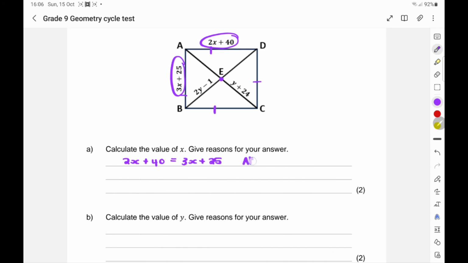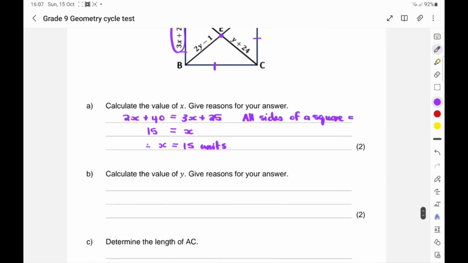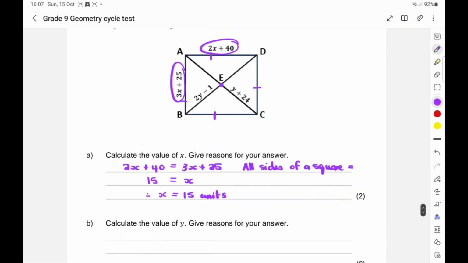And the reason is that all sides of a square are equal. Okay, so then I'm going to do 3x minus x, and 40 minus 25 gives you x is 15. Okay, and if they didn't give you a measurement, you can always say x is 15 units. Okay, I just want to check: 3 times 15 plus 25 gives you 70, and that matches. Okay. Calculate the value of y and give reasons for your answers.